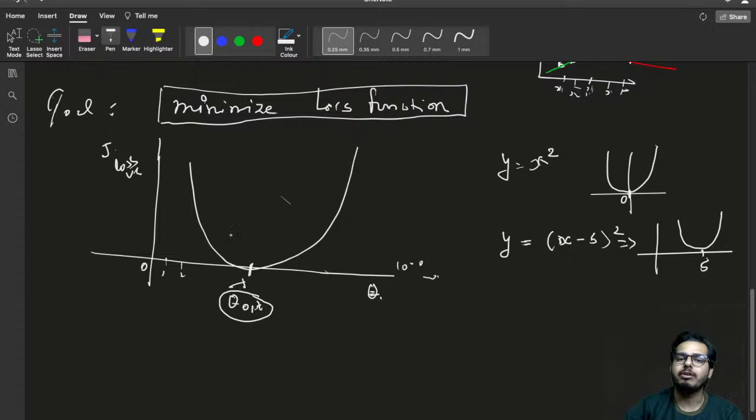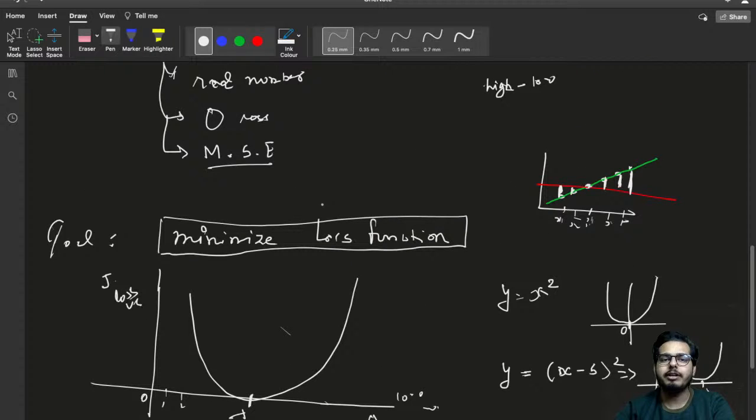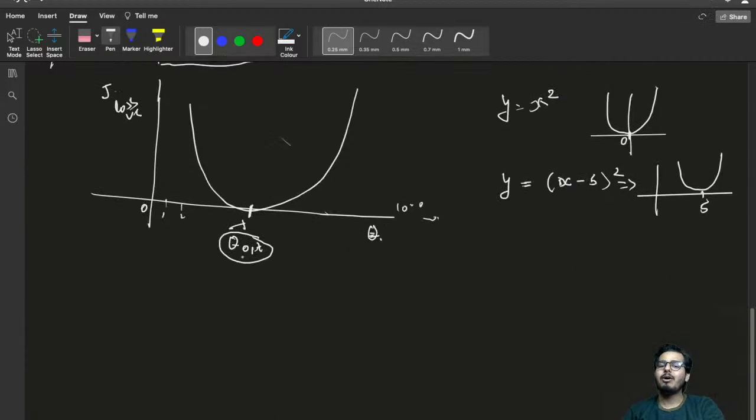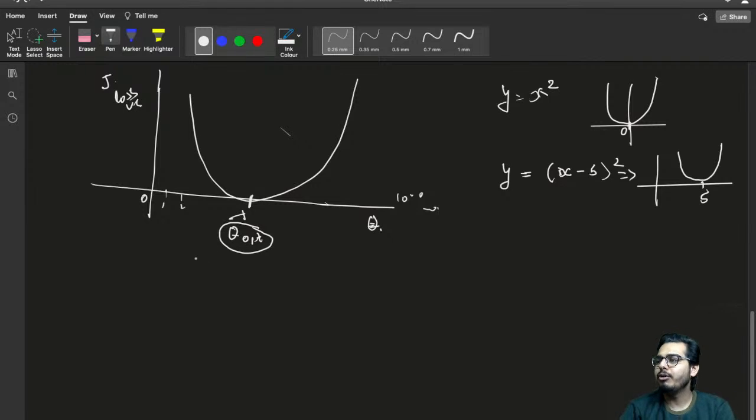I hope now you got why the graph of this loss function looks like a parabola, because it has a square on top, and a square always forms a parabola. But how do I get this optimum theta? I do not know where this theta would be. I only have this loss function.